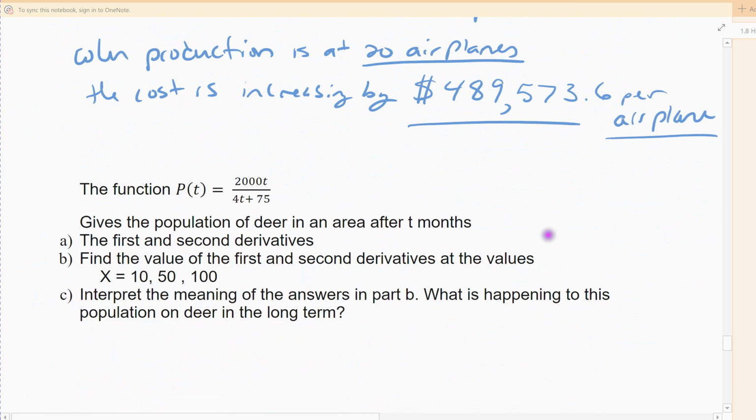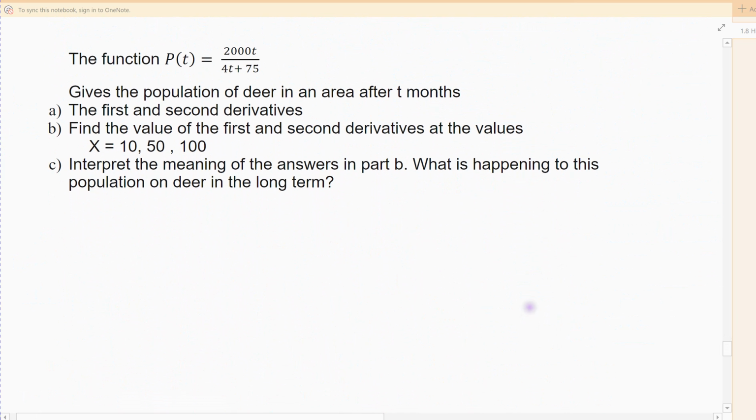All right, so the next example. That was a business example. This is more of a social example because it's population, social science. All right, so the function P of t, which is 2,000t divided by 4t plus 75, gives the population of deer in an area after t months. So time is in months. A, find the first and second derivative. B, find the value of the first and second derivative at 10, 50, and 100. Right, and then interpret the meaning of B. Right, what's happening in the long run.